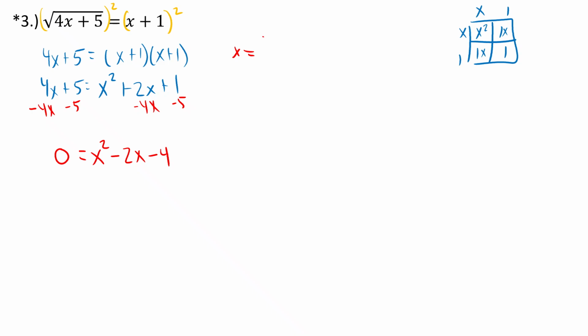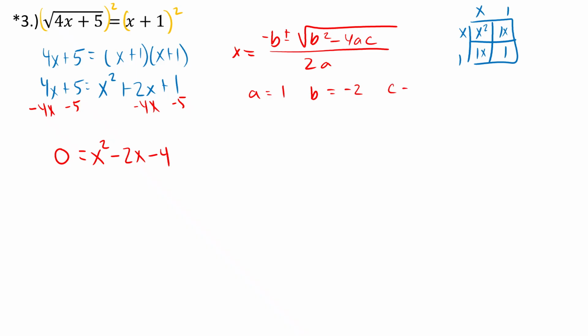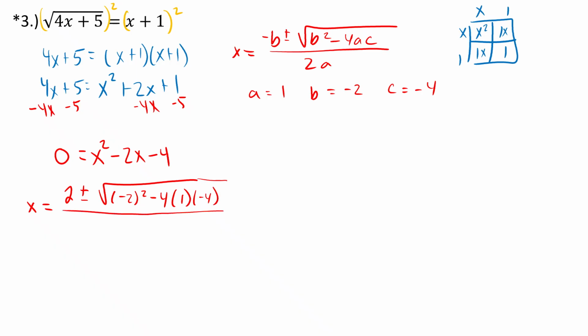The quadratic formula is the opposite of b plus or minus the square root of b squared minus 4ac, all over 2a. In this problem, my a value is 1, my b value is negative 2, and my c value is negative 4. So I go to plug this in, I will have the opposite of b. The opposite of negative 2 is positive 2, plus or minus the square root of negative 2 all squared minus 4 times 1 times negative 4, all over 2 times 1.